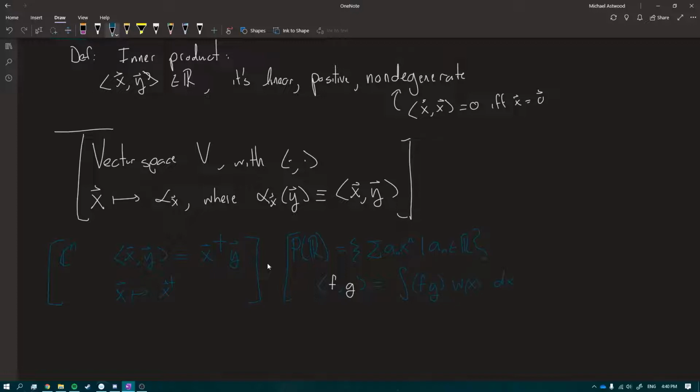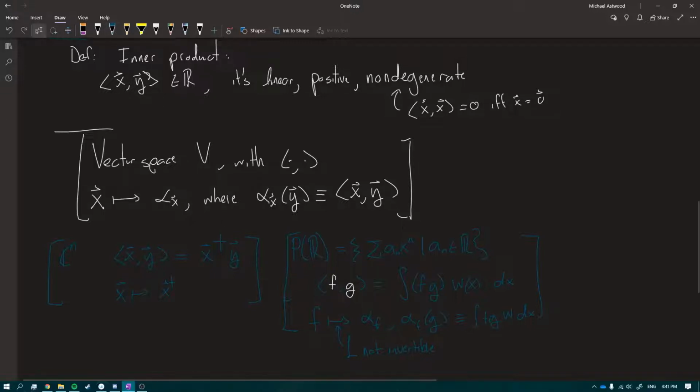And so you can usually find a correspondence. f maps to the map alpha f, where alpha f of g is defined to be the integral of fg w dx. But this mapping right here, I'll call it L, is not necessarily invertible. In fact, there are definitely more linear functionals over the polynomials than there are polynomials themselves.